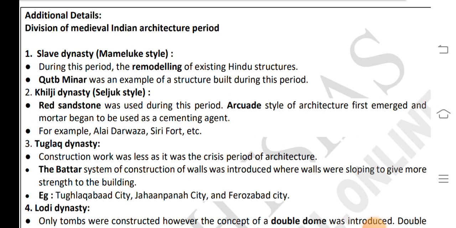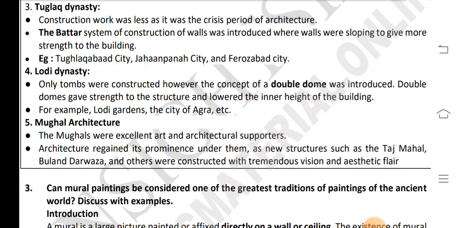Division of medieval Indian architecture period. Slave dynasty, Mameluke styles. During this period there was remodeling of existing Hindu sculptures, and Qutub Minar was an example of the structures built during this period. Khilji dynasty, Seljuk styles, and red stones were used during this period.